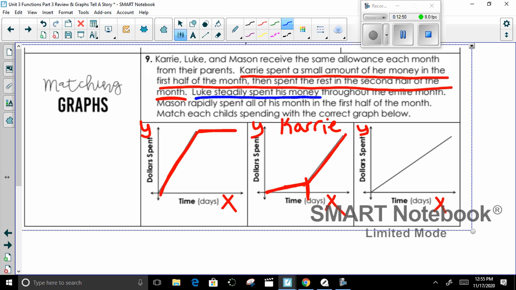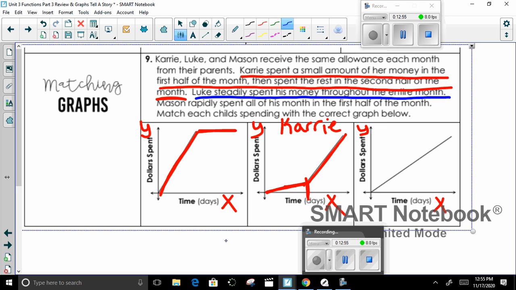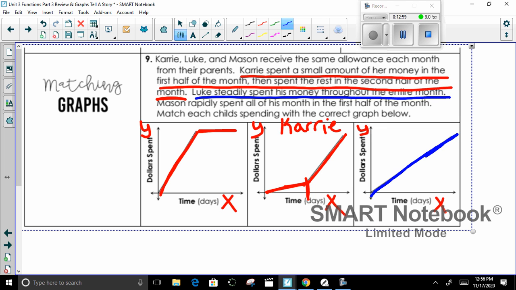Luke steadily spent his money throughout the entire month. So Luke slowly goes up. Well, this is steadily increasing throughout the entire month. That would be Luke.